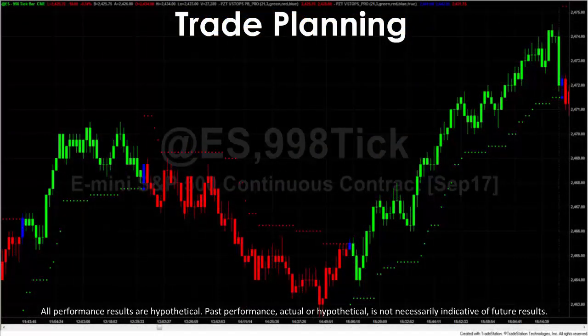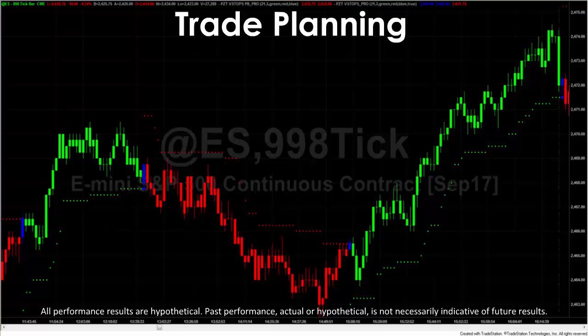So, trade planning. Now we're going to take a look at some trade examples to illustrate some of the possibilities and terminology used in trade planning. And again, we'll be using the VSTOPS ProTrader as an example. And here you see an example of how the VSTOPS indicator can illustrate changing market conditions.